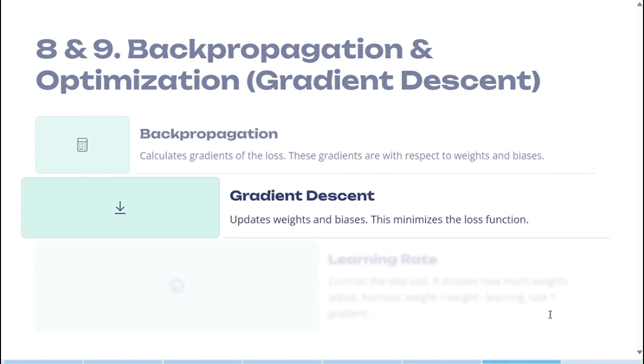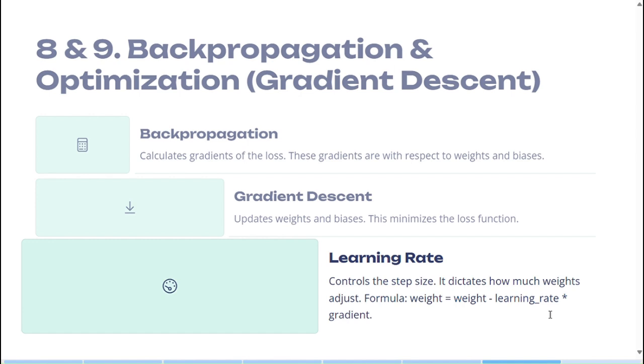Next, gradient descent. This is the optimization process used to minimize the loss function by calculating the gradients. The network updates its parameters, weights and biases, to reduce the loss. The update rule is W = W - η * ∇L. W is the weight, η is the learning rate, which controls how much the weights are adjusted, and ∇L is the gradient of the loss function.